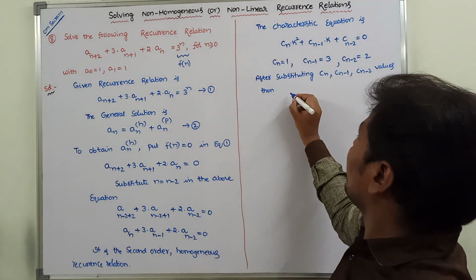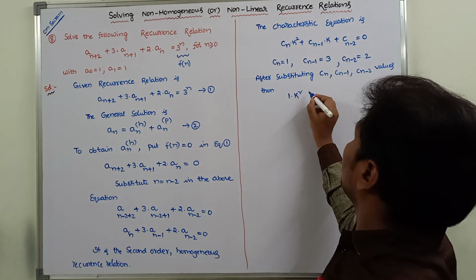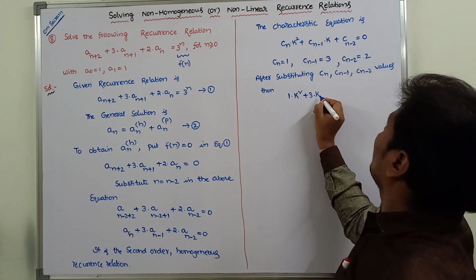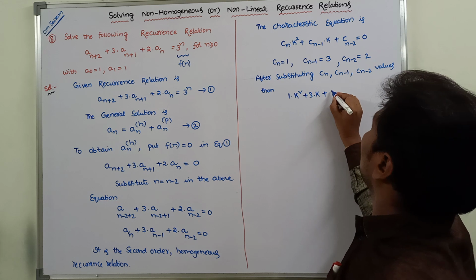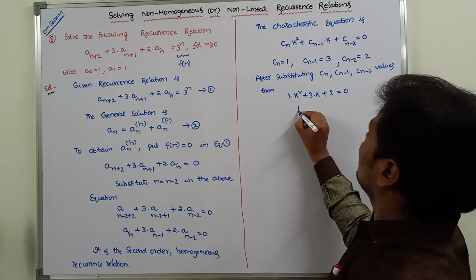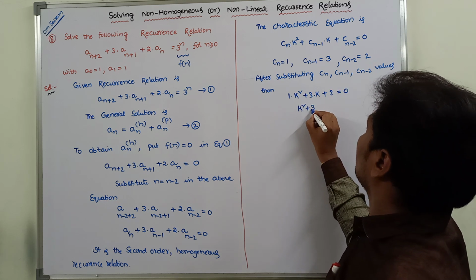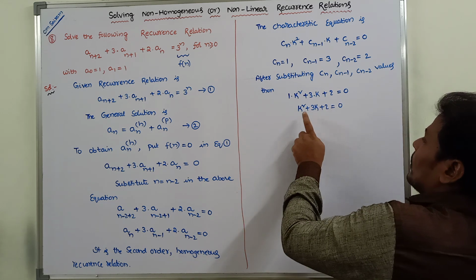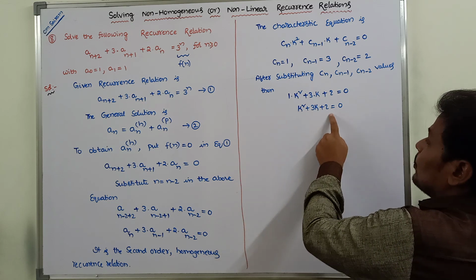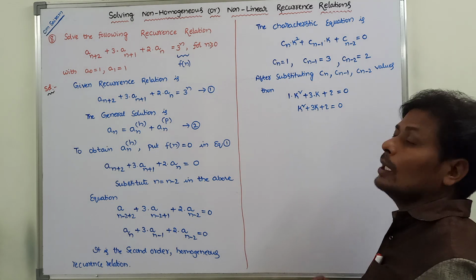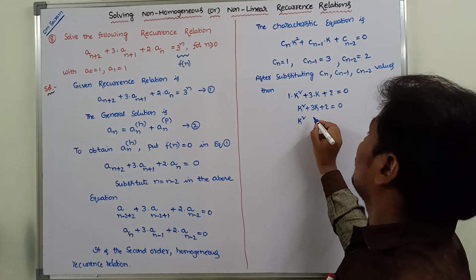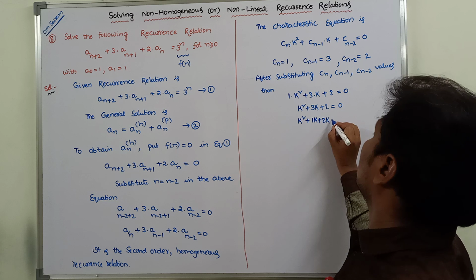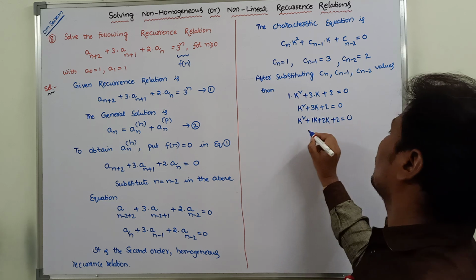That means 1 into k square. Next one, Cn minus 1, that is 3, so 3 into k. Next Cn minus 2 is 2. That is equal to 0. So that is k square plus 3k plus 2 is equal to 0. Okay. So here k square coefficient is 1, 2 into 1, that is equal to 2. So then 3k can be written as 1k plus 2k, plus 2 is equal to 0.